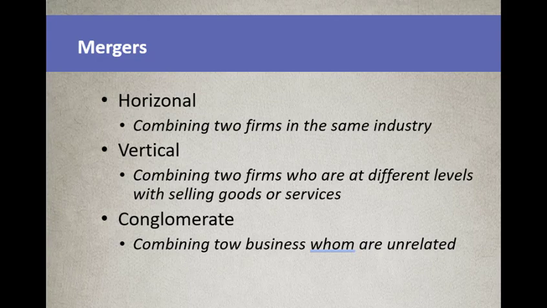Instagram was mainly a picture app, whereas Facebook is a little bit more involved with pictures, status, videos. And of course, a conglomerate is combining two businesses, which are spelled incorrectly there, that are unrelated. They're unrelated to one another.